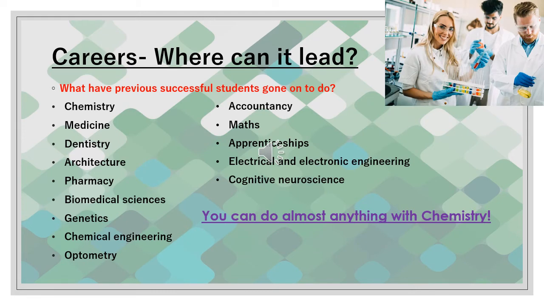So finally, you've done chemistry. What can you do with it? Well, with chemistry, it's so versatile. You can go into almost anything, even something non-science related, because it is highly valued by universities. So just thinking about some of the courses that students have gone on to do and you can do with chemistry, we've got the obvious ones such as chemistry, medicine, dentistry, pharmacy, optometry, biomedical sciences, chemical engineering, but like I mentioned, it's so versatile. You can even go on to things such as accountancy, maths, various apprenticeships, chemical and electronic engineering, and even cognitive neuroscience. So it is really versatile.